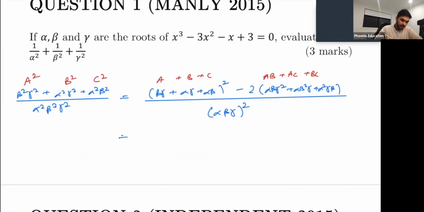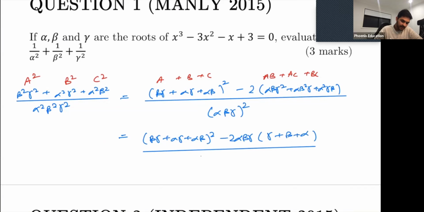Okay. So I'm almost there. The stuff here is just sum of roots 2 at a time. So I have beta gamma plus alpha beta, squared, minus 2. Now, what I need to do from here is to factorize out the highest common factor, which is alpha beta gamma. And that will leave me with, well, let me do it in the right order. It will leave me with gamma plus beta plus alpha, which is the sum of roots. And the denominator is alpha beta gamma whole squared.